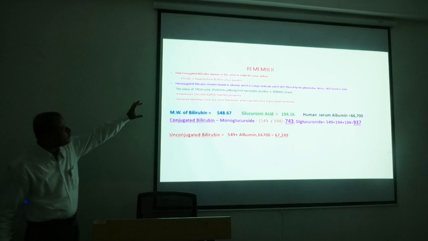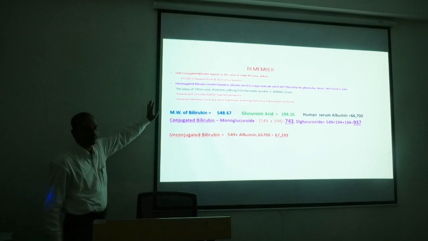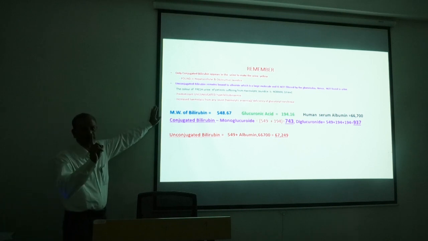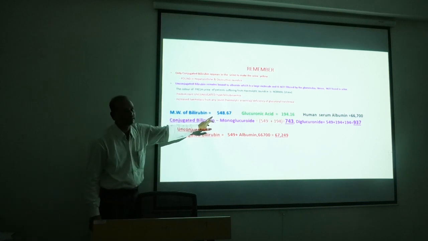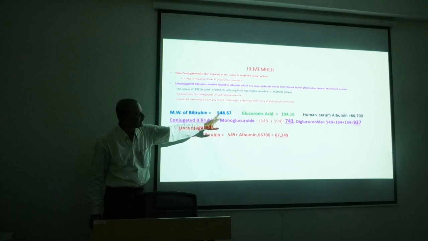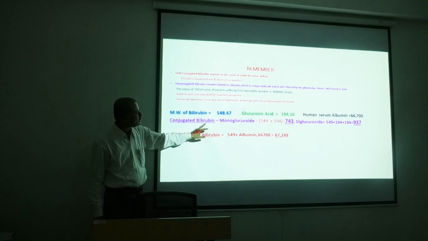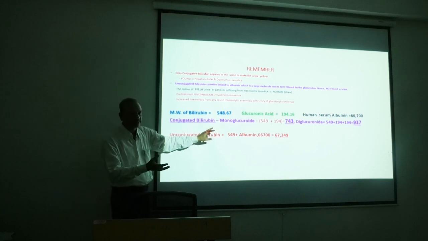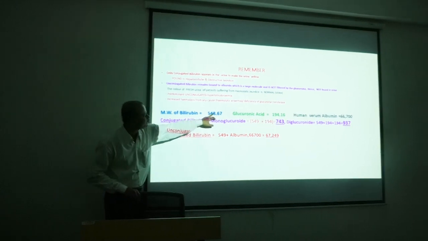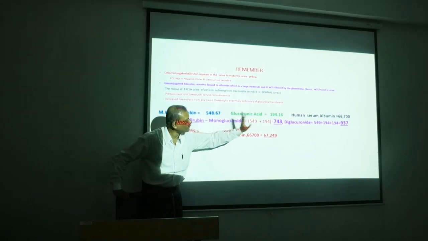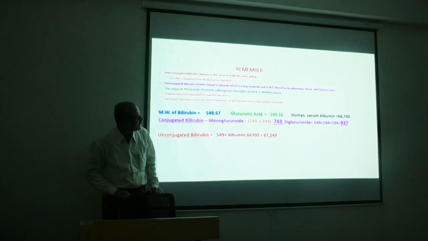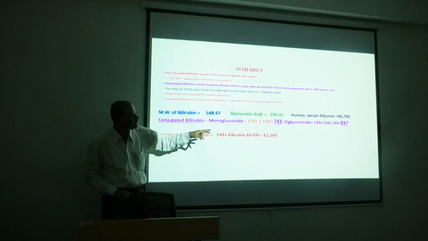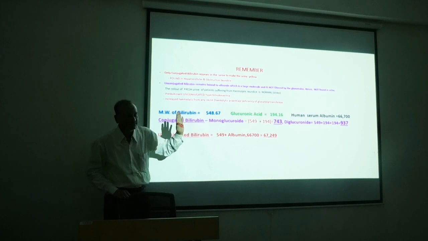Now see why unconjugated bilirubin doesn't appear in the urine. The molecular weight of bilirubin is 548 and glucuronic acid is 194. Conjugated bilirubin coupled with one glucuronic acid, the monoglucuronide, is about 743, and if we make a diglucuronide, it will be 937.